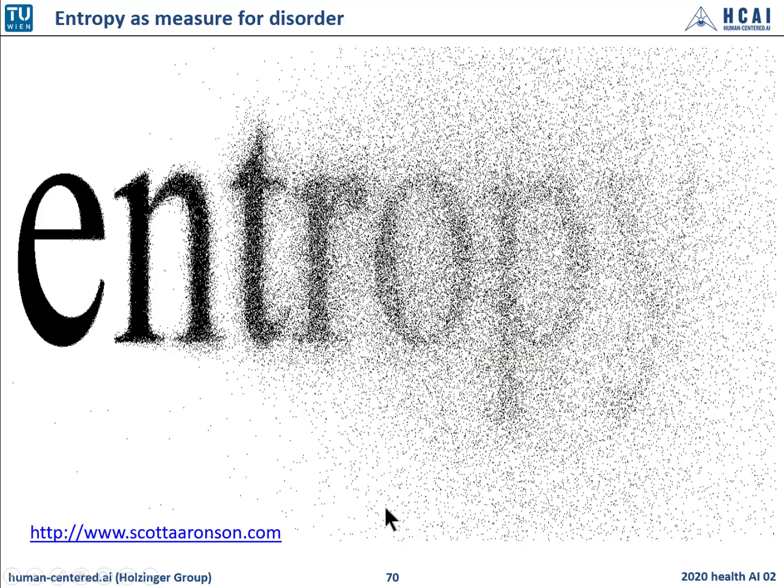And this brings us now to entropy as a measure for disorder. This is fascinating because entropy has many different definitions and applications, originally in statistical physics, where most often it is used as a measure for disorder. And in information theory, in our field, entropy can be used as a measure for the uncertainty in a data set. And this is really very important.